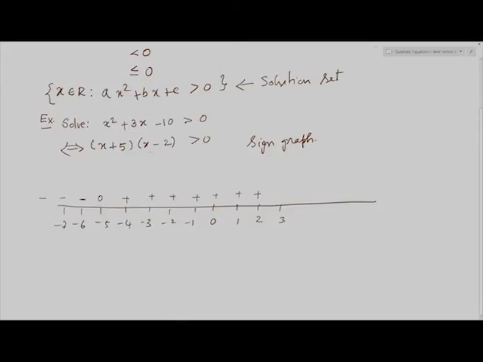Now take the next term, x minus 2. It is 0 when x is equal to 2. At x equal to 2, you put the 0 here, and on the right side of that you put the plus signs and so on. Similarly, on the left side of that you put the negative sign, and so on.